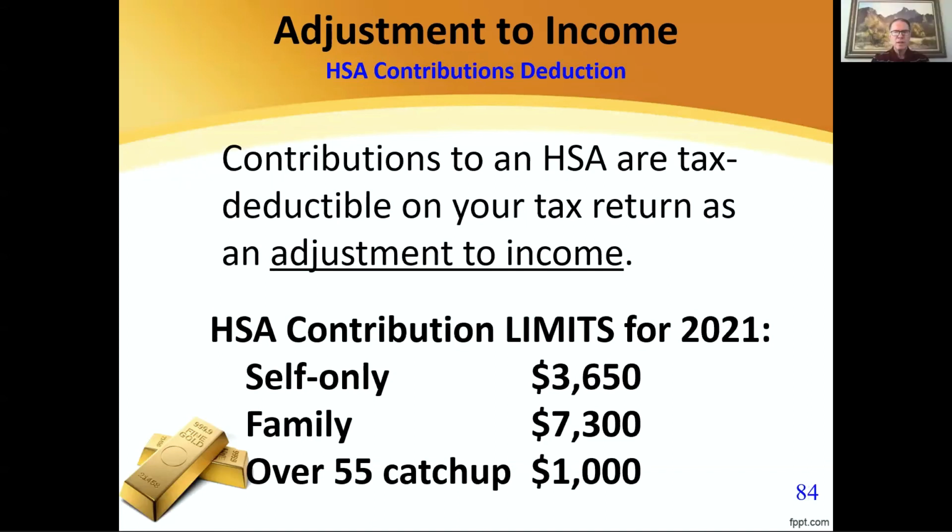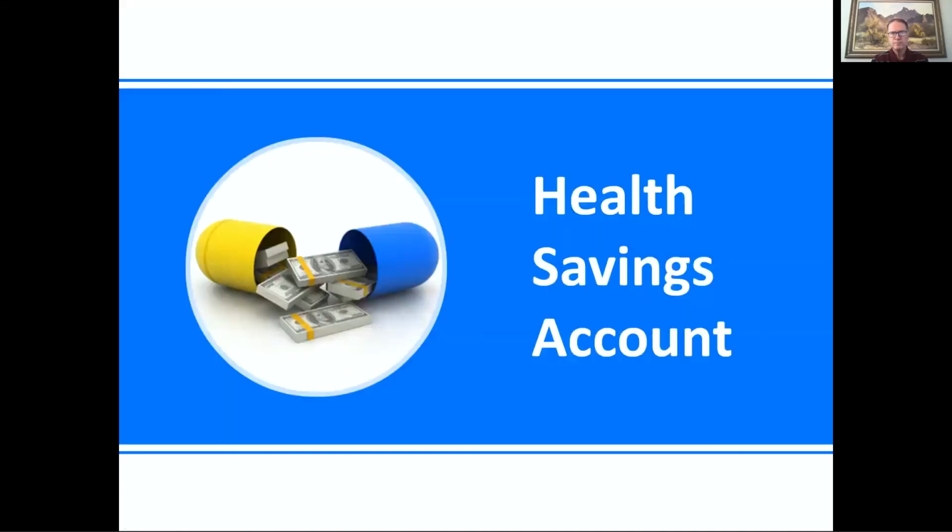Okay, HSA contributions, health savings accounts. This is also an adjustment to income. And we're going to spend a little more time on health savings accounts because this is becoming a more popular medical insurance financial payment system. These are the limits for the year, and they're indexed for inflation. So next year there'll be a different number. Next screen.